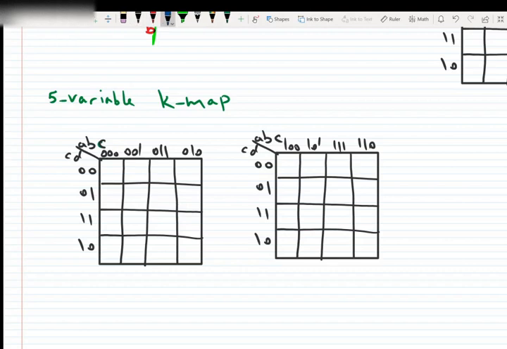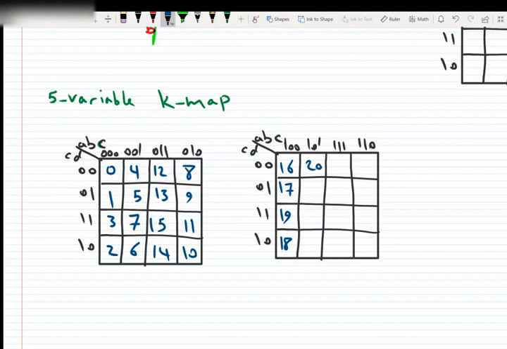So if we put the values for the min terms, we will have min term number 0, 1, 3, 2, 4, 5, 7, 6, 12, 13, 15, 14, 8, 9, 11, 10, 16, 17, 19, 18, 20, 21, 22, 23, 24, 25, 26, 27, 28, 29, 30, and 31.